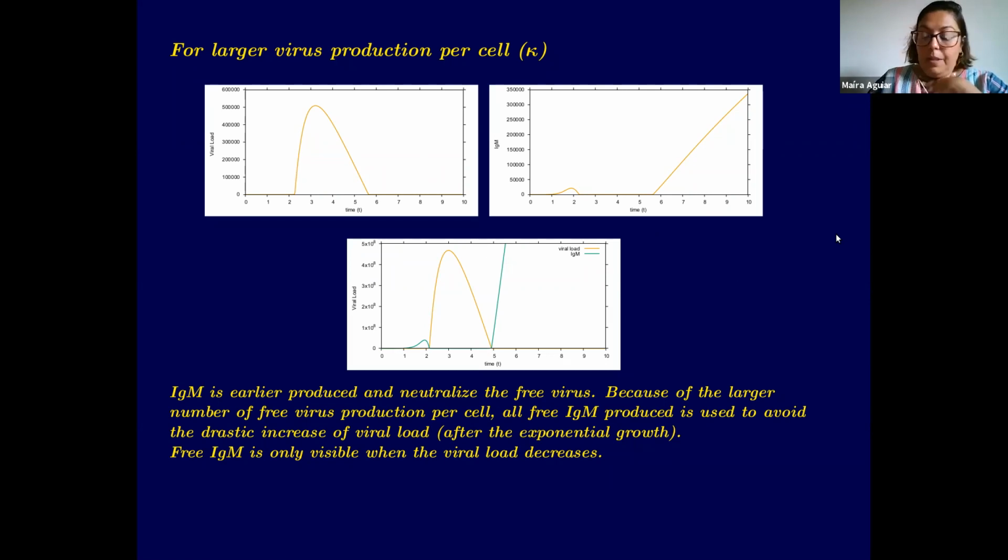So just to see here how it looks together. We were wondering what happened here. We have such an amount of virus and no IgM. No, that's not it. We have the IgM, but the IgM is all in use, and we have complexes here. And we see how it looks.